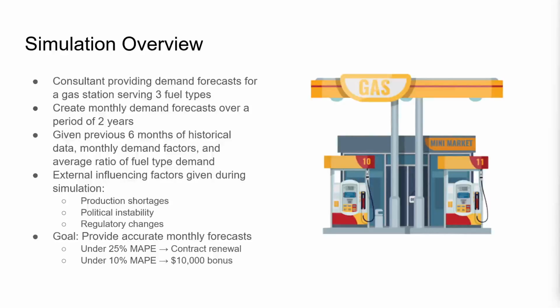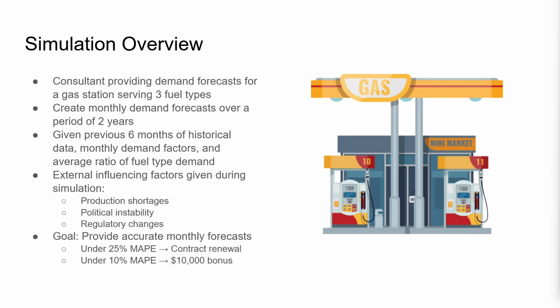Let's take a brief look at the simulated case study. In this simulation, we were asked to act as a consultant, providing demand forecasts to a gas station that serves three fuel types: regular, mid-grade, and premium. We were to provide these forecasts over a period of 2 years. To begin, we were given 6 months of historical sales data by fuel type, monthly demand factors for each month of the year, and the average ratio of fuel type demand.